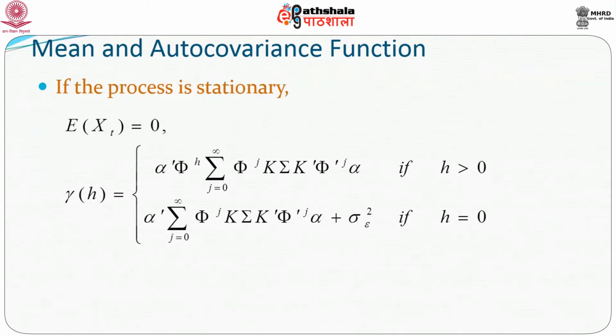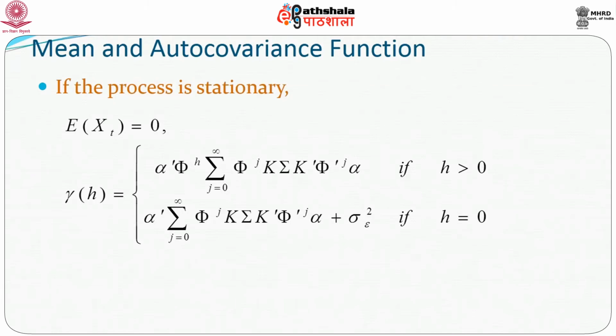And using the same equation, we can show that gamma h will be alpha prime phi to the power of h, summation j equal to 0 to infinity, phi to the power of j K sigma K prime phi prime to the power of j, into alpha, if h is greater than 0. That is, if we are taking a positive lag.